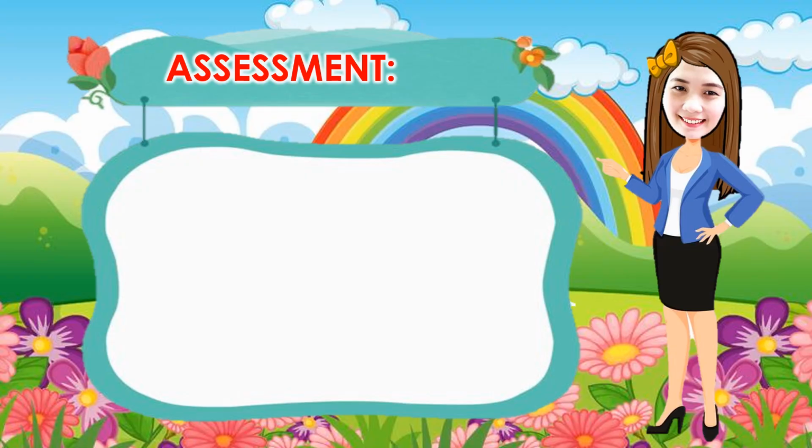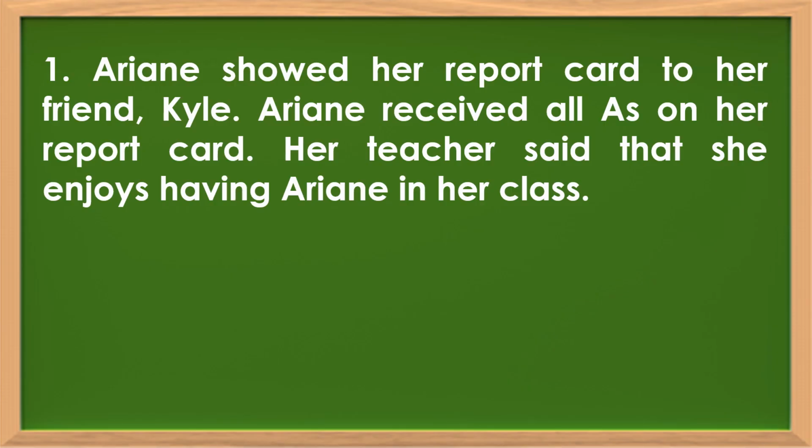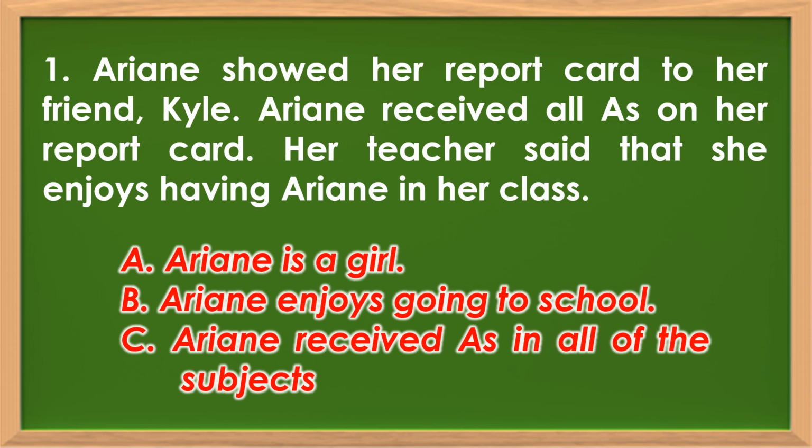To check your understanding about the lesson, read the text below and make a generalization. Choose the letter of your answer. Number 1. Ariane showed her report card to her friend Kyle. Ariane received all A's on her report card. Her teacher said that she enjoys having Ariane in her class. A. Ariane is a girl. B. Ariane enjoys going to school. C. Ariane received A's in all of the subjects. Very good. The answer is letter C.